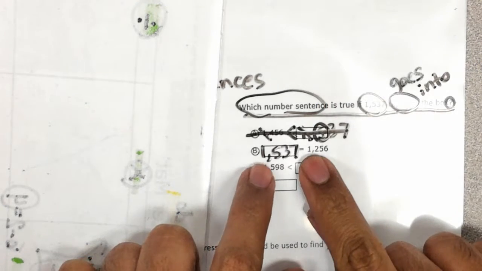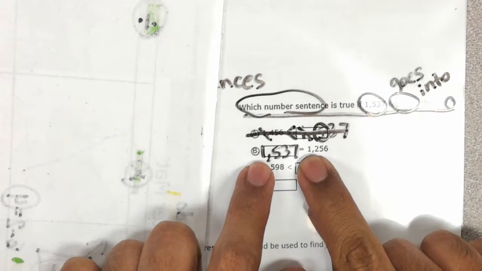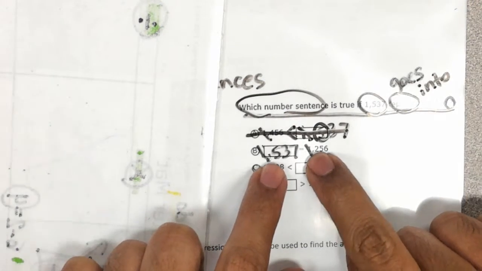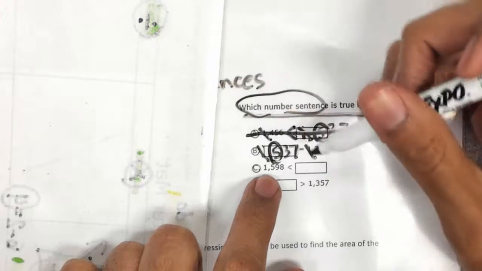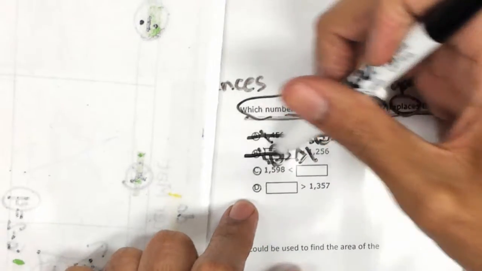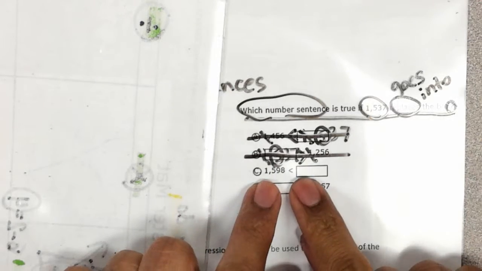Now we have to put this number in this box. 1,537. The 1 in the 1,000s place is the same, so we can cross it off. It's not going to help us. 5 is greater than 2. That means that our symbol needs to be pointing that way. That number is not the same, so let's cross it off.